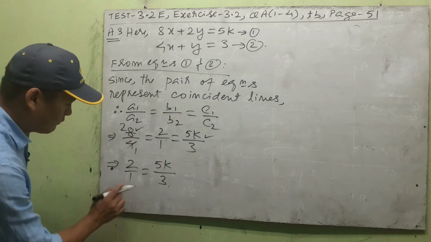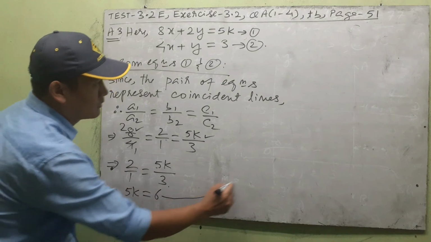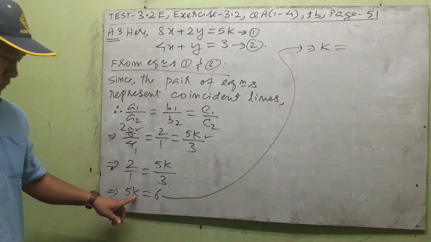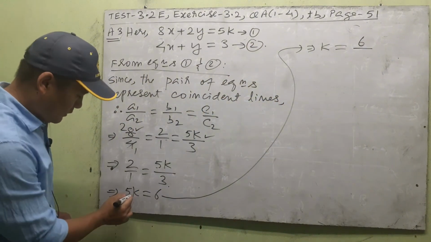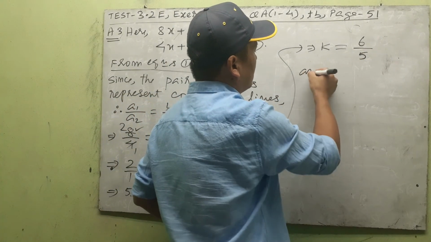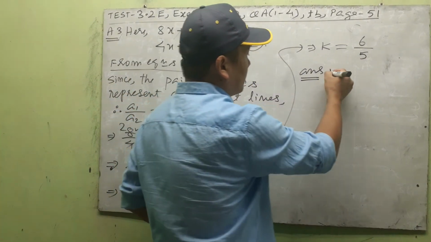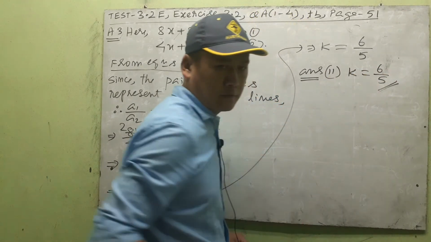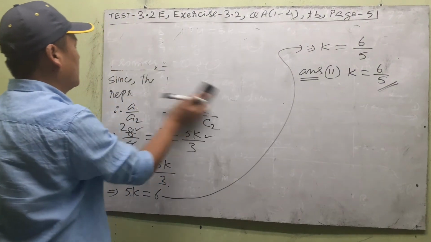So 1 into 5k is 5k, cross multiplying. 2 3s are 6. So we're going to get here k is equal to, don't move the k, then 6. And then 5, no sign in between means into, shift right side, then it comes to the denominator. So the right answer choice that matches this k value is number 2, which is k equal to 6 by 5. Hope you're getting it right. The last question for this test part.